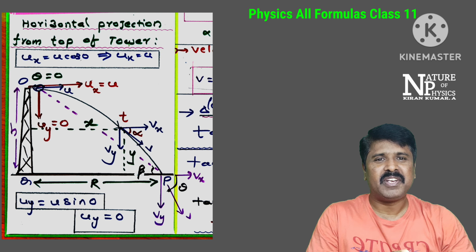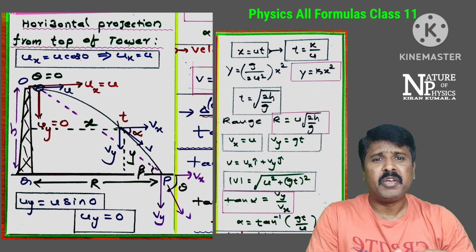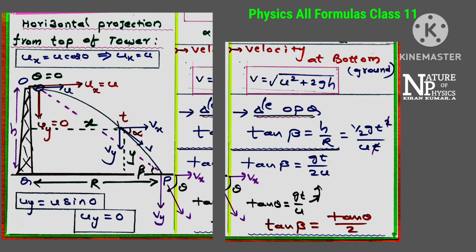projection from the top of the tower, and clearly T is equal to root over 2h by g, and direction, magnitude equation, horizontal range equations given, and also velocity at the bottom point also clearly given, relations of alpha, beta angles.